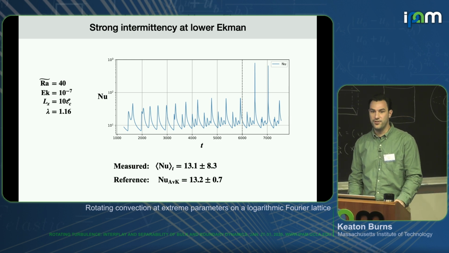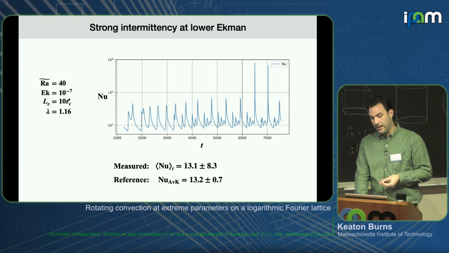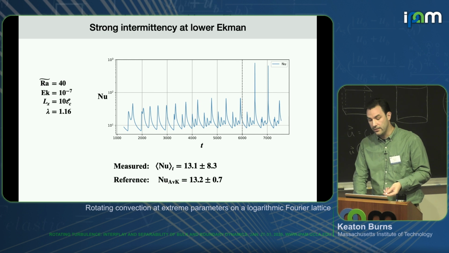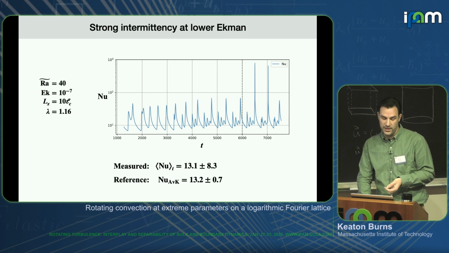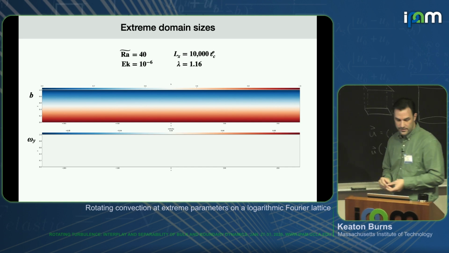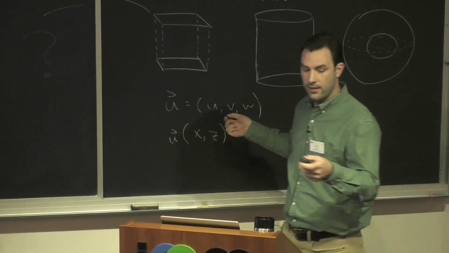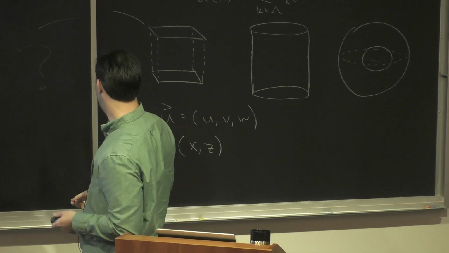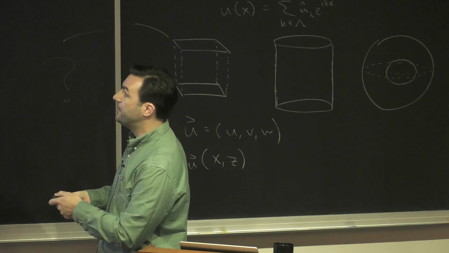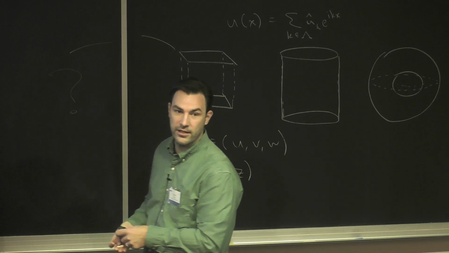Okay, so extreme parameters turned out to be difficult. That's why I put extreme in quotes in my title. But what this does still let us do is an extreme dynamic range of spatial scales. So I can go back to Ekman 10 to the minus 6, but in the log lattice, it's actually very easy for me to increase the domain size, just by adding more modes at lower wave numbers, and we can go up to a horizontal domain size that's 10,000 times the critical wavelength.